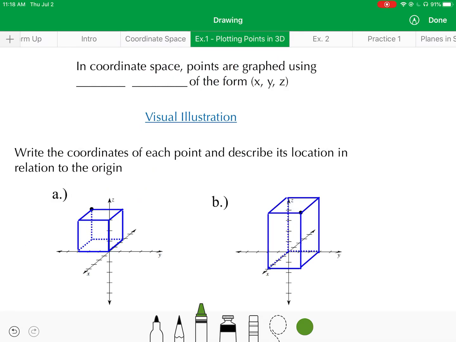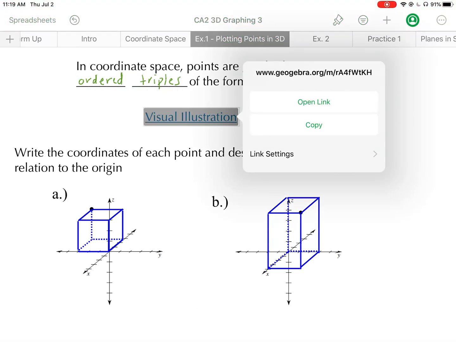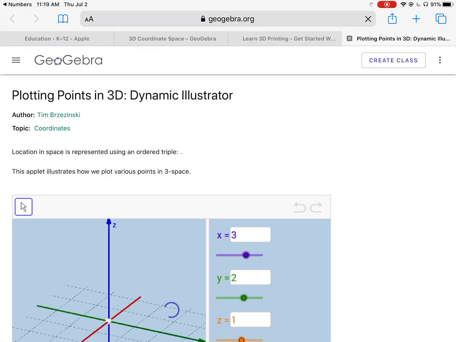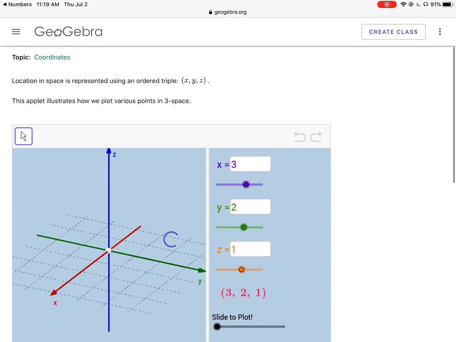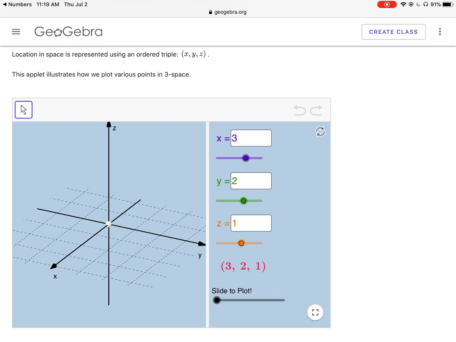All right, so let's talk about plotting points in coordinate space. Points are graphed using ordered triples, okay, instead of ordered pairs. They're called ordered triples because they have 3 coordinates, x, y, and now z, okay? Let me give you a visual illustration once again of how this can be done. Okay, so notice the orientation of coordinate space here. It matches what I had on my screen earlier.